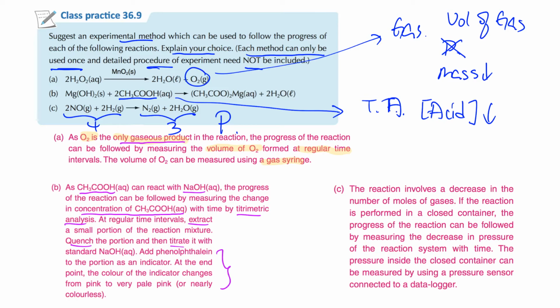So last one, you have to say that the reaction involves a decrease in the number of moles of gases. Maybe you're not very familiar with these statements, so better include them in your notes. So in the process, it will be performed in a closed container, therefore decrease in pressure as time goes by. You can measure this by a pressure sensor connected to a data logger. So basically, the questions will be like that.